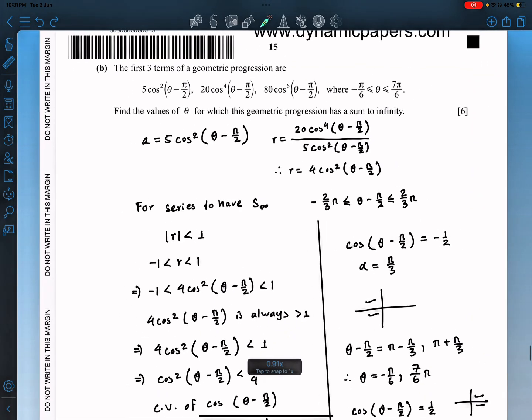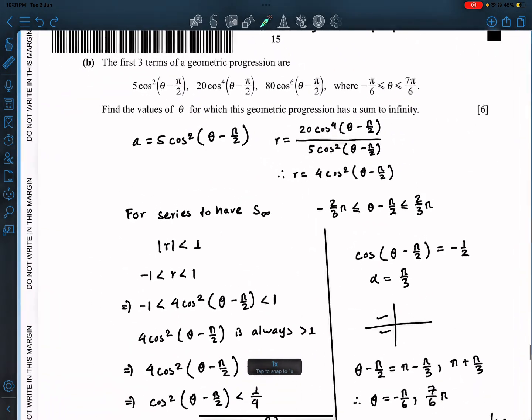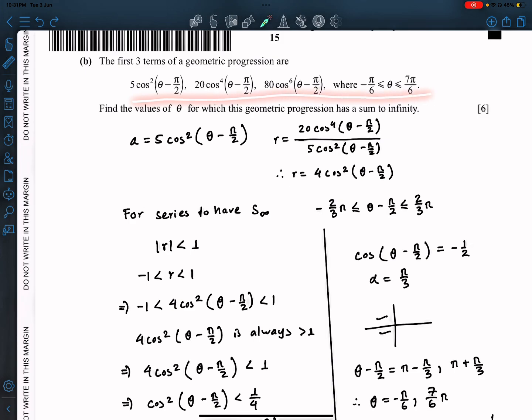Part B. The first three terms of a geometric progression are as follows over here. Find the values of theta for which the geometric progression has a sum to infinity. Okay, so to find the values of theta for which this has a sum to infinity, we need to first find the first term and the common ratio. For arithmetic progression, we had a common difference, but for a geometric progression, we have a common ratio.